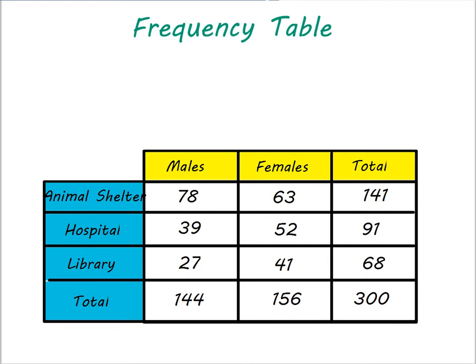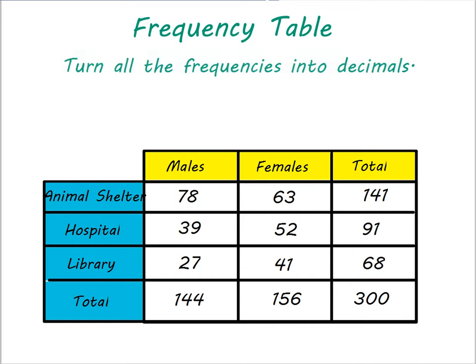Last but not least, we're going to take our two-way table and turn it into a frequency table. A frequency table is where I turn all these individual frequencies, these are called frequencies, into decimals. So to turn these into decimals, I'm going to take each number and divide it by my total number of people in the group. So I'm going to take all of these numbers in here and divide them by 300. So 78 divided by 300 is 0.26. So I'm going to put a 0.26 in that spot.